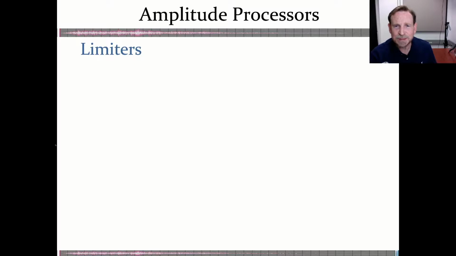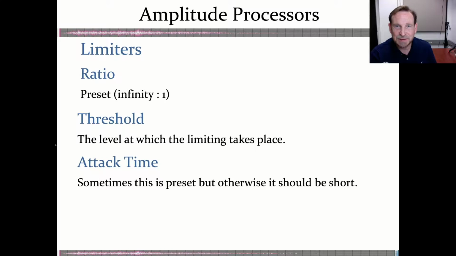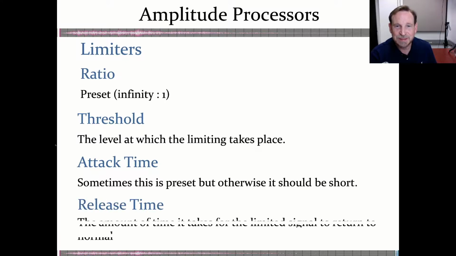Now I want to bring attention to a special kind of case with the compression, and that's called a limiter. Now a limiter has a ratio preset to infinity. We also have a threshold that we control. It looks the same as what we're dealing with in a compressor. Attack time is the same kind of adjustment we have in a compressor, and release time is the same setup that we have for a compressor.